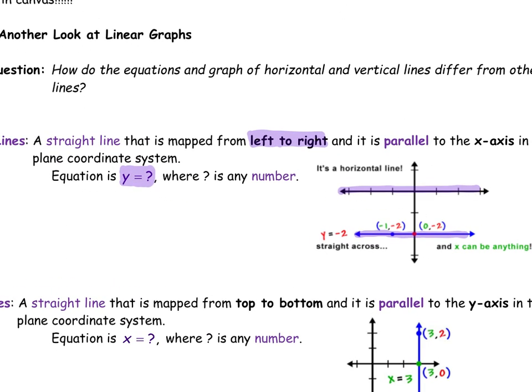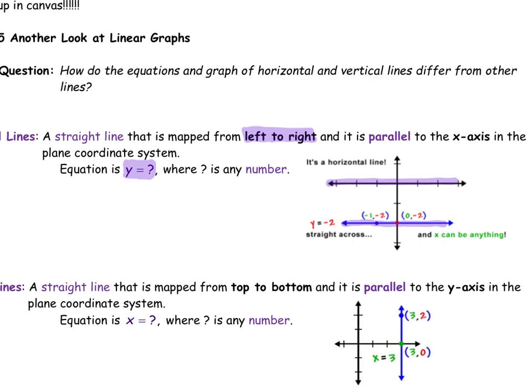I want to kind of blow this up a little bit. Y equals some number. That number is the point that it crosses the y-axis at. So this one crosses the y-axis at -2. So my equation is y equals -2 because it's going through the y-axis. So it's going to be y equals -2. Okay? So that's how a horizontal line equation works.